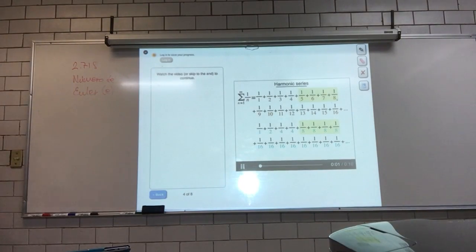Right. Once again, the top series is bigger. Finally, let's look at the 1/16th terms. Which series is bigger when you add up these terms?